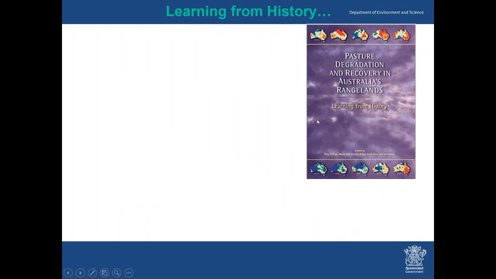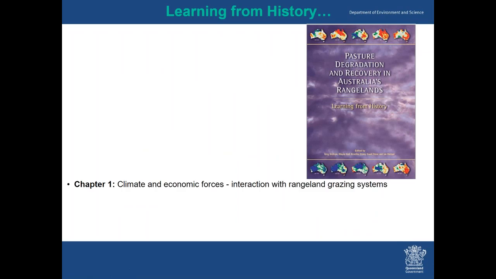Okay, the Learning from History report, put out in 2004, 256 pages. Chapter 1 describes climate and economic forces and interaction with rangeland grazing systems. That's where I took those last two slides from. So if you want to read more about how they interact with Australia and Queensland's weather, that book's available on our Long Paddock website.